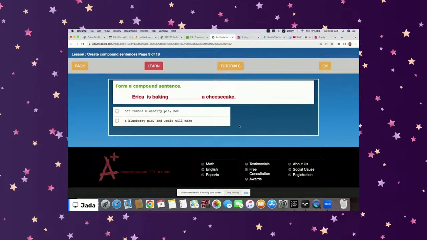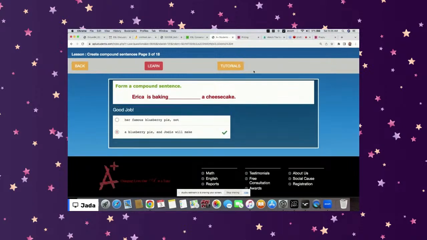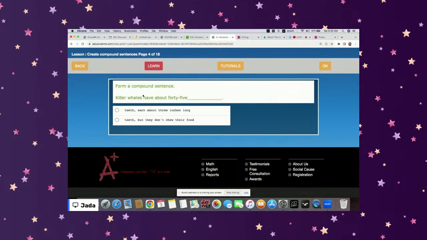So what's our answer here? Okay, the second one is the correct one because it has the comma and the conjunction. Okay. All right. Killer whales have about 45 teeth each, about 3 inches long, but they don't chew their food. First or second? The first one or the second one?